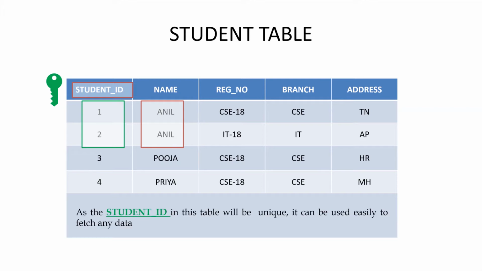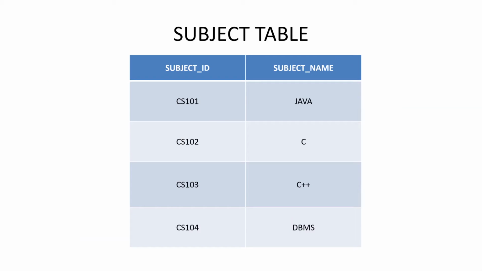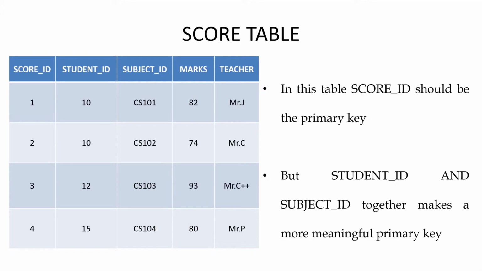Yes, so as the student ID in this table will be unique, it can be used to easily retrieve the data. Now consider another table called subject table and a third table called score table. You can notice in this table there are 3 attributes with the ID information: score ID, student ID, subject ID. We may think score ID is the primary key of this table. But the student ID and subject ID together will make a more meaningful primary key.